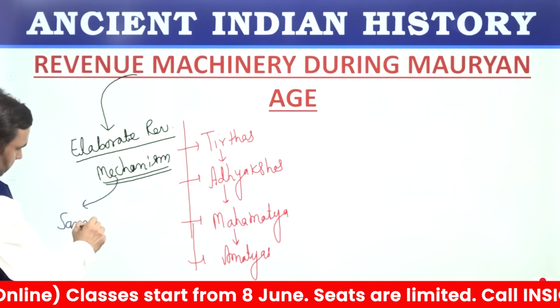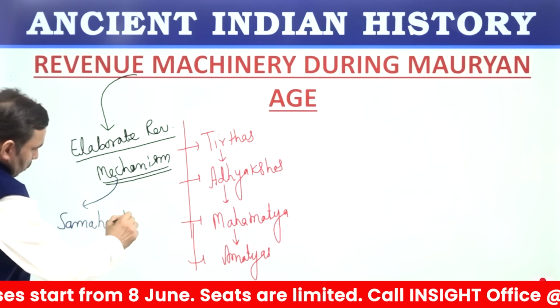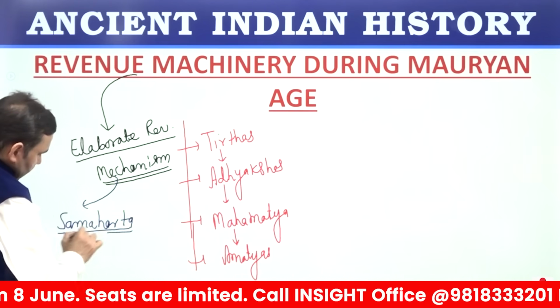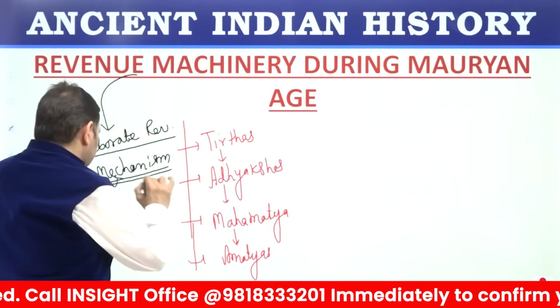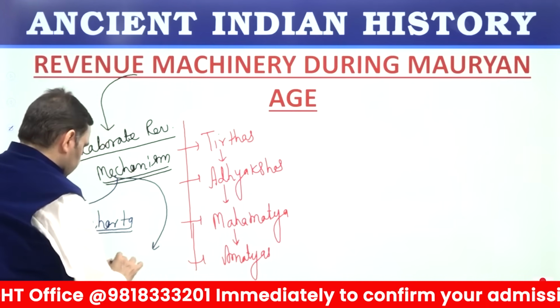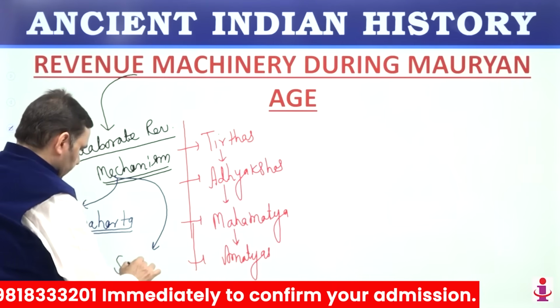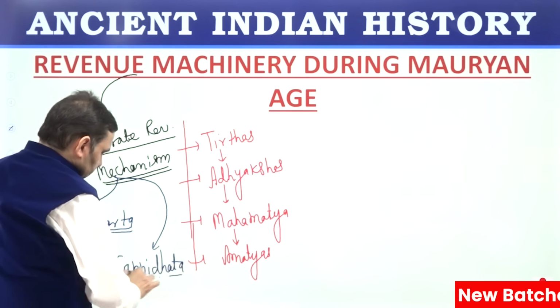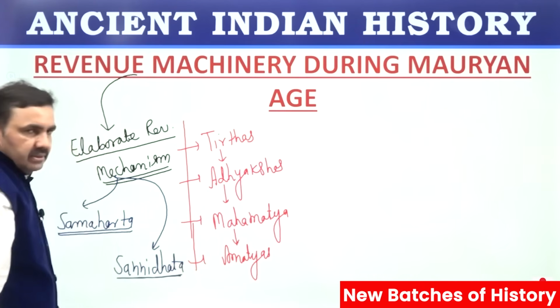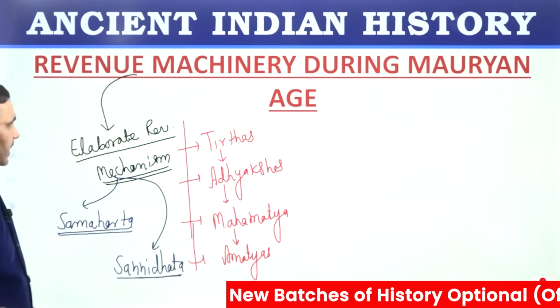Samaharta was an officer who used to collect the taxes, who used to assess the taxes, and Sannidhata was the treasurer. Sannidhata, treasurer; Samaharta, assessment maker or the collector of taxes.